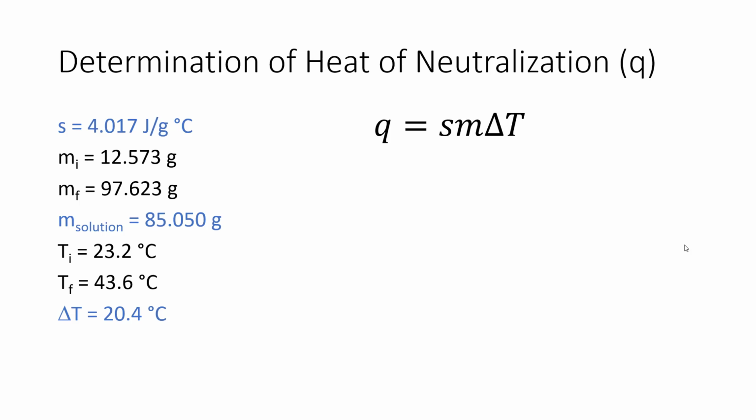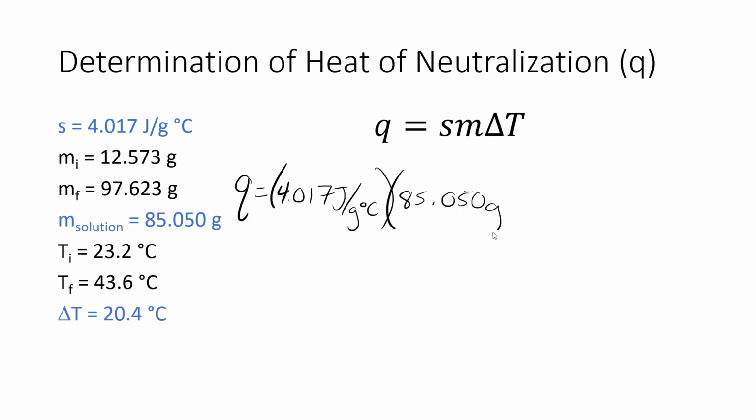So let's work this problem together. Our Q is going to be equal to our specific heat, 4.017 joules per gram degrees Celsius, times our mass, which is 85.050 grams, times our change in temperature, which is 20.4 degrees Celsius.